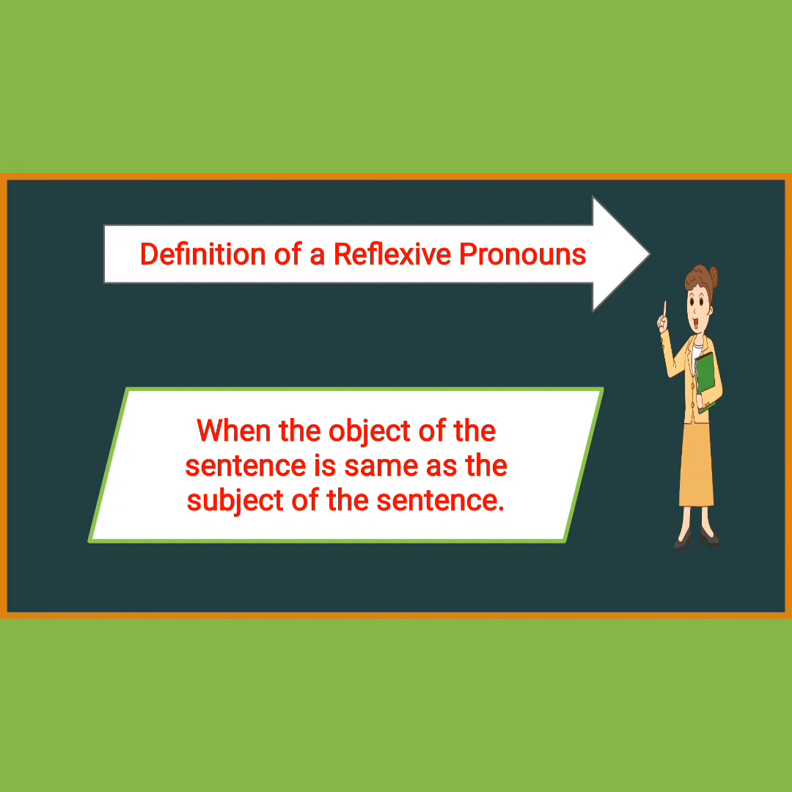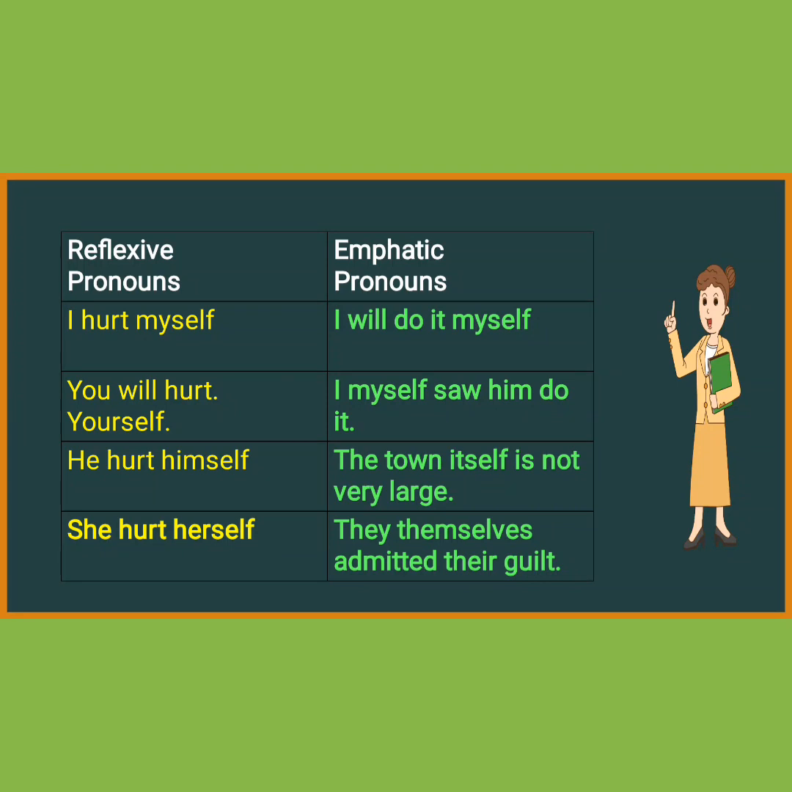Let's look at the definition. When the object of the sentence is same as the subject, as I showed you in the image. I hope you understood it, my dear students. I'll still make things easier for you. I hurt myself. You will hurt yourself. He will hurt himself. She hurts herself. I read out the examples from the A column, left hand side corner, of reflexive pronoun.